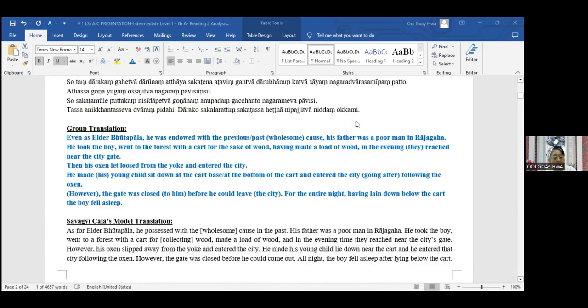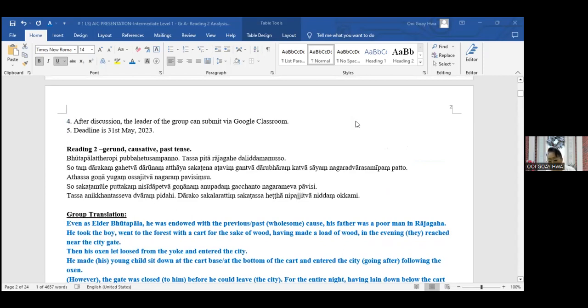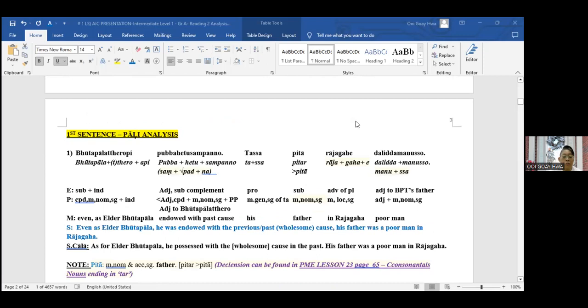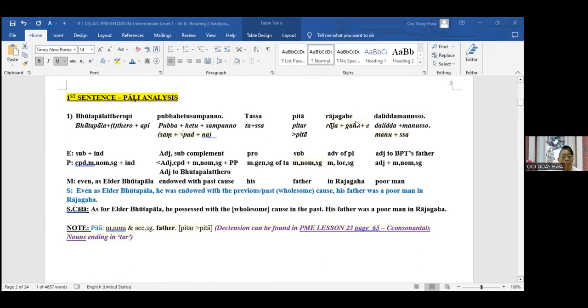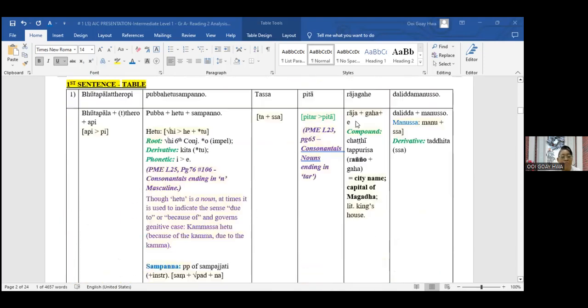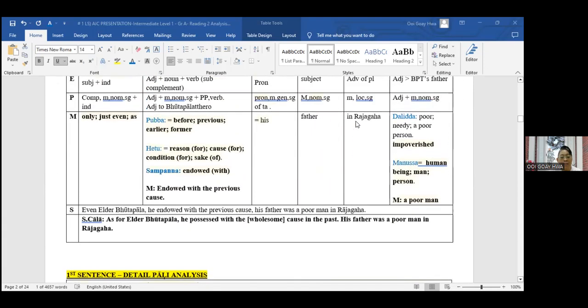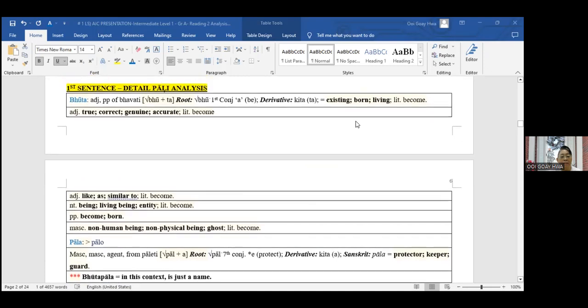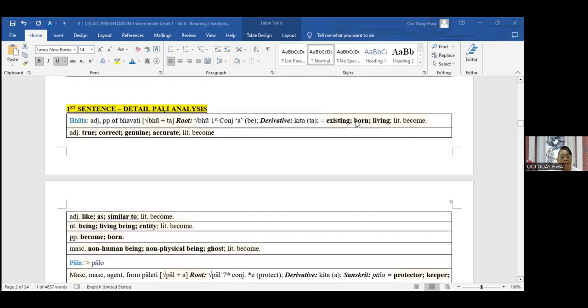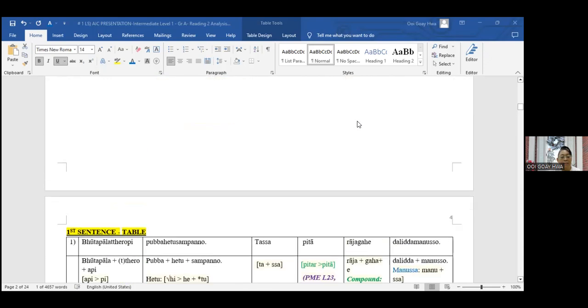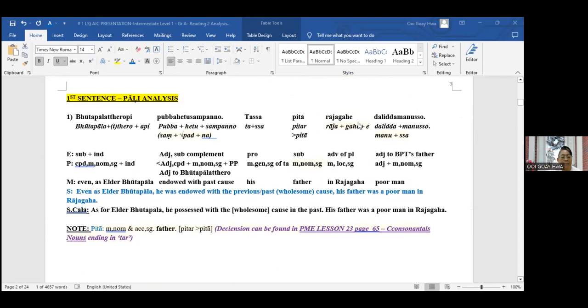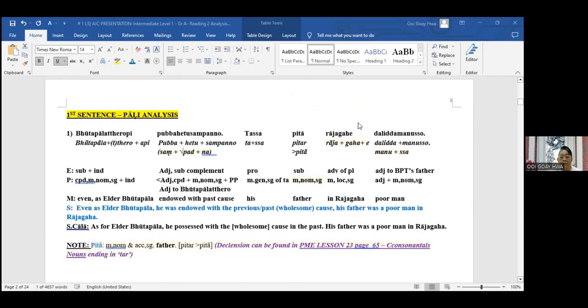And over here, as from our discussion, as you can see here, there are three formats. The first format is what we call the Saigis format. The second format is the table format. And the third one is the detail format, the detailed Pali analysis. According to this first format, the Saigis format, I added a row for the word formation. Okay, I remove this photo first. It's blocking the text.